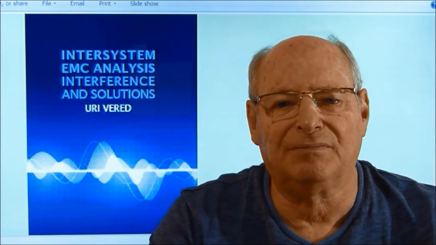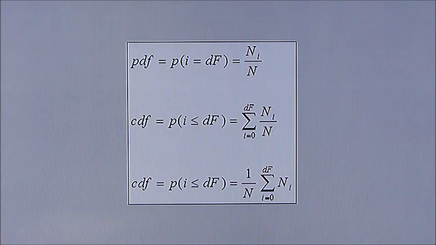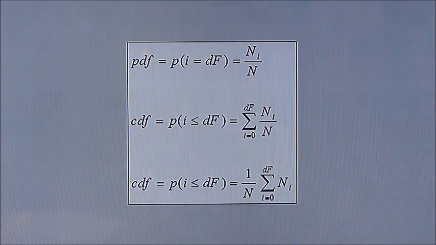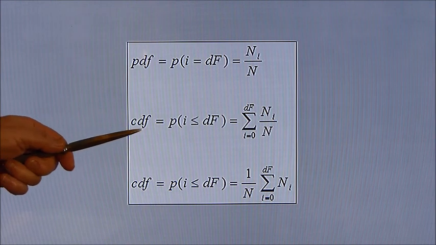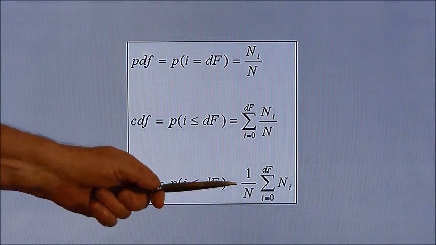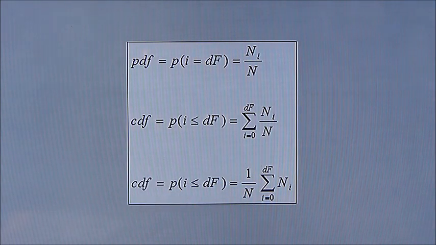In the next step, we find the total number of squares in the matrix, which we name n. It obviously equals the product of the number of frequencies of devices A and B. In our example, n equals 5 times 7, or 35. Now we find the PDF, the probability that I equals df, which equals the ratio between Ni and n. And in the final step, we find the CDF, the probability that I is less than or equal to df, which is the sum of all Ni over n. Or, in another form, equals 1 over n times the sum of all Ni's from I equals 0 to df.